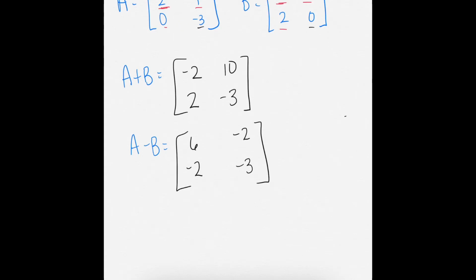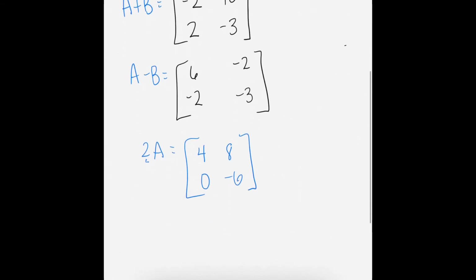We can also multiply by a scalar. So let's just say we had matrix A and we want to multiply by 2. 2 times matrix A. This is very much like the distributive property. We're just going to distribute that 2 to every single entry. We're going to multiply every entry by 2. So the first entry, 2 times that 2 is 4. 4 times that 2 is 8. 0 times that 2 is 0. -3 times that 2 is -6. So that is multiplying through by a scalar.